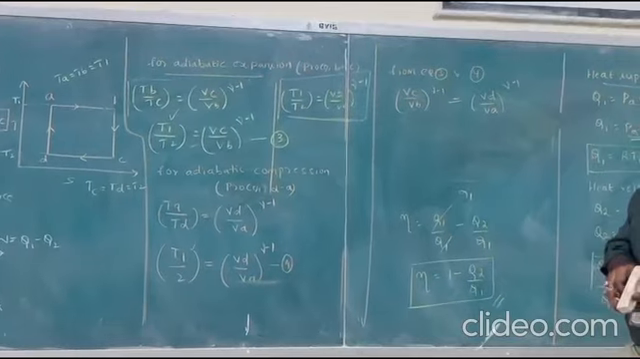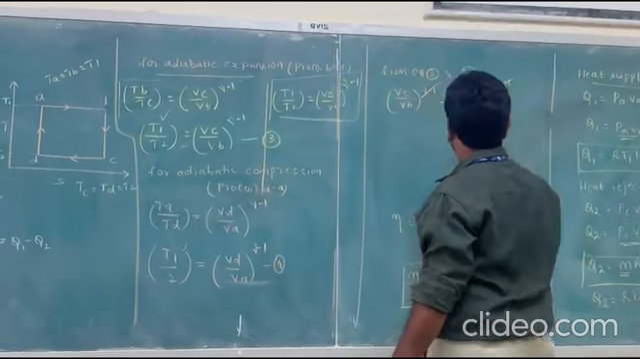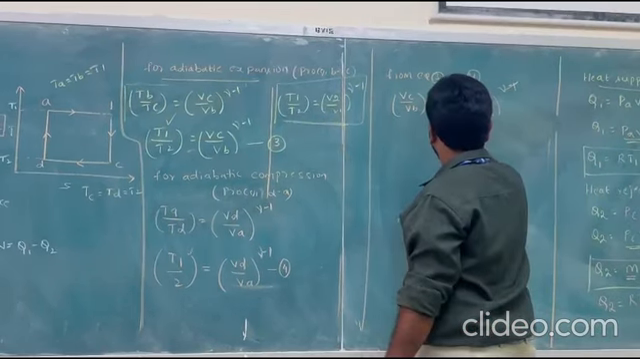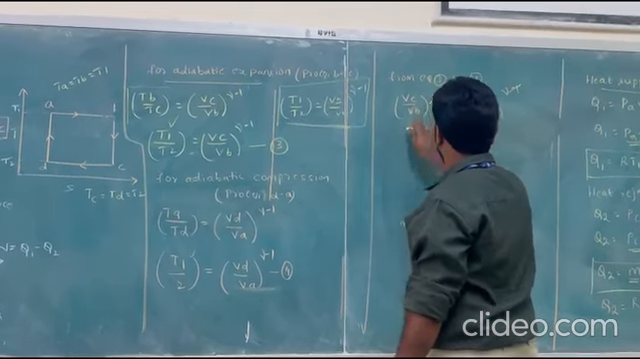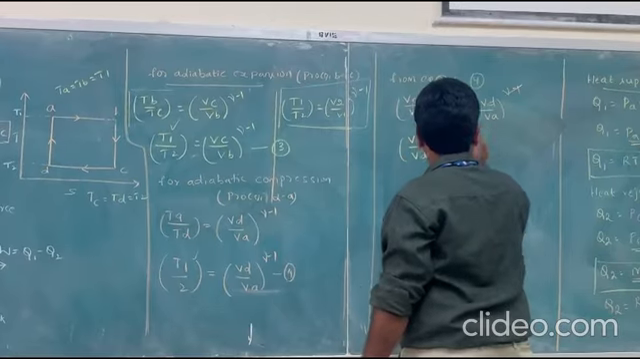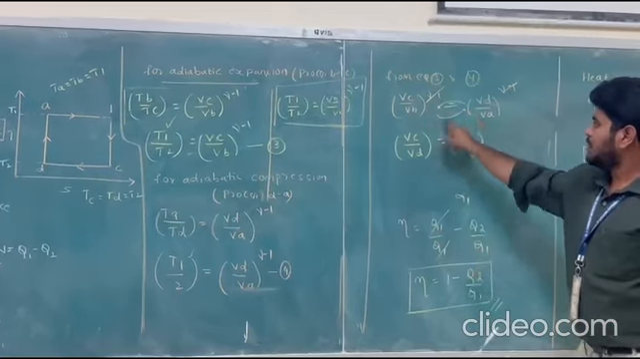Now here you can check that on both sides the power is gamma minus 1, so I can cancel the gamma minus 1. Now I can take this one as a cross multiplication. I will take VC by VD: VC by VD is equal to VB by VA. I can write like this because I am doing the cross multiplication here.